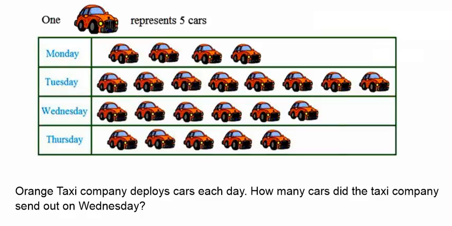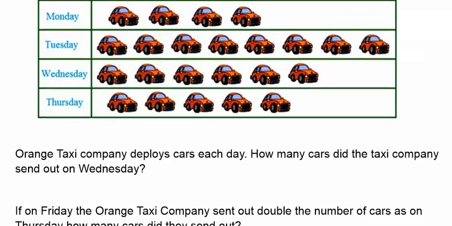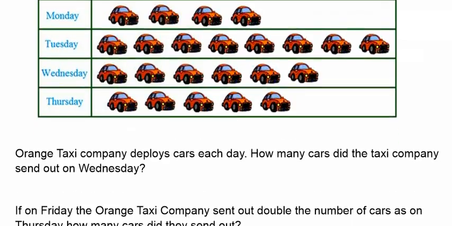It's a pictograph. We see that one taxi represents 5 cars, or 5 cars is for one orange picture. So with that in mind, then we can move on to our questions. It says the orange taxi company deploys cars each day. How many cars did the taxi company send out on Wednesday?